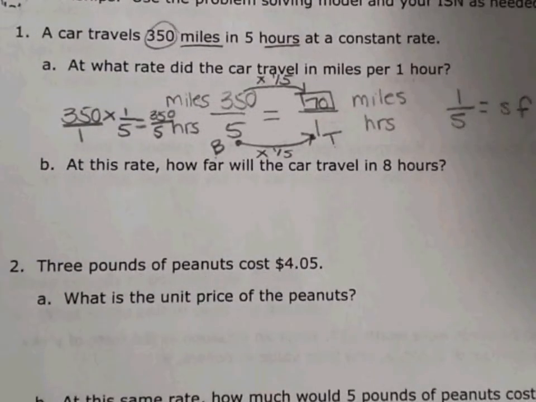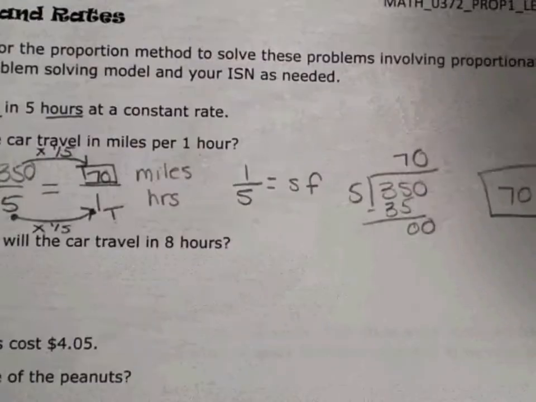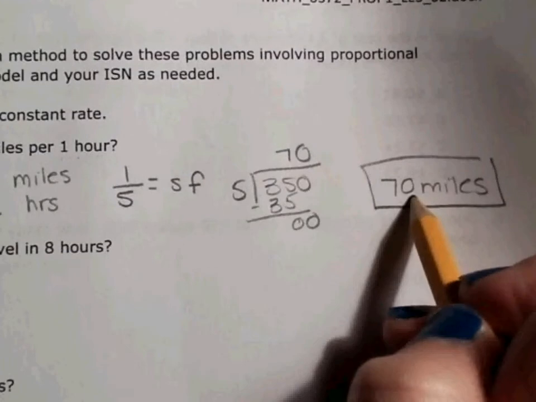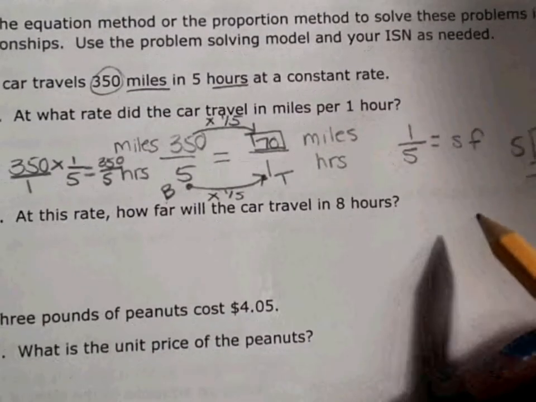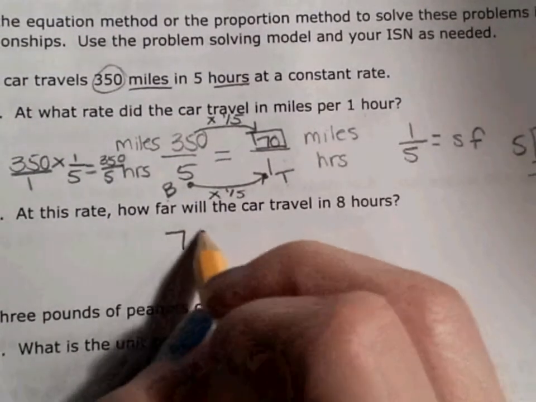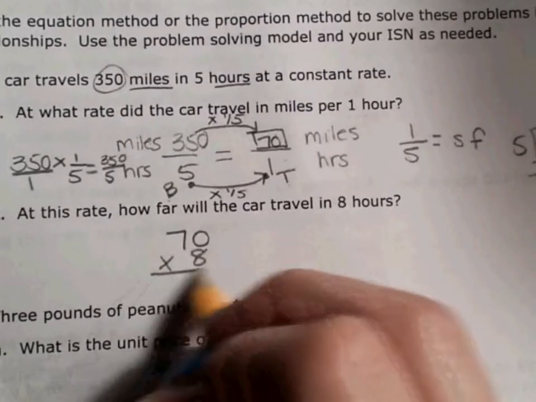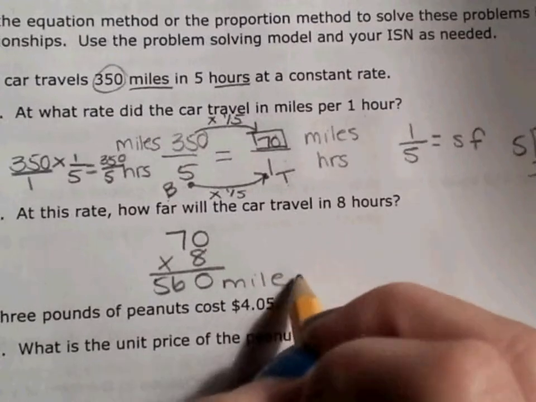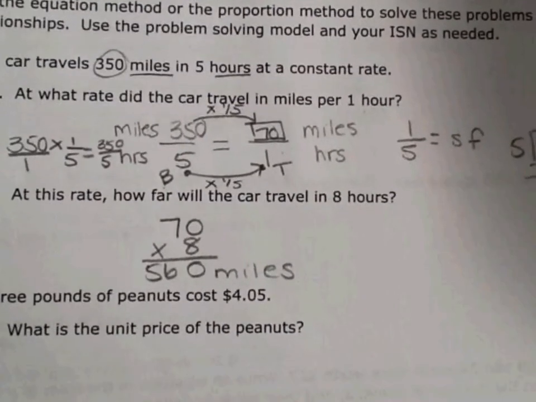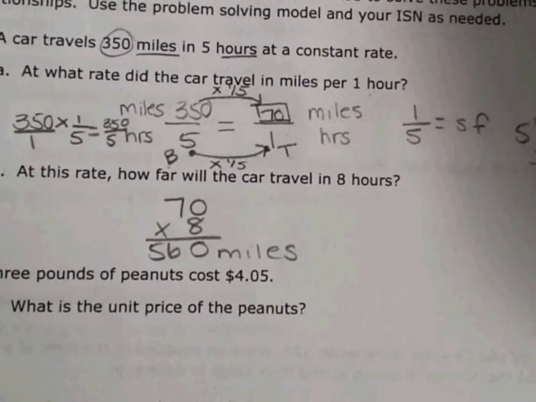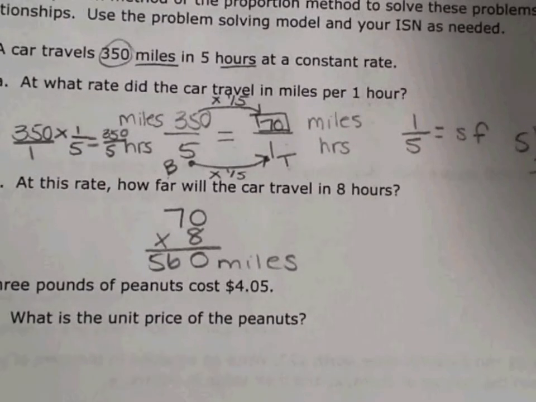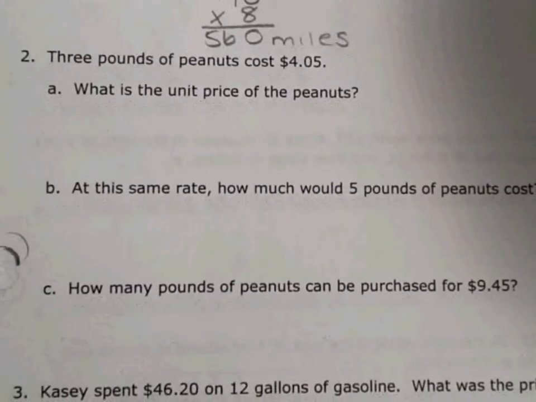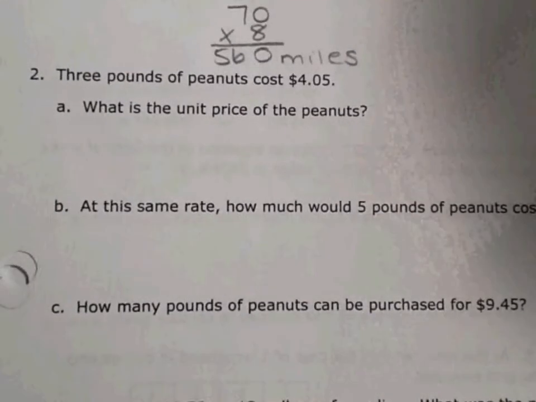So at that rate, how far can the car travel in 8 hours? So in 1 hour we travel 70 miles. How many in 8? And obviously I know that that means I'm multiplying 70 times 8 hours, which gives me 560 miles. Okay, so I have done 2, and I'm going to go ahead and set up the second one for you, A, and then I want to see if you can figure out B and C before tomorrow's video.